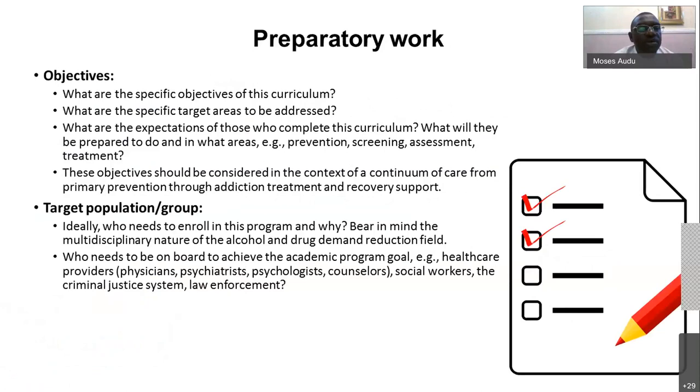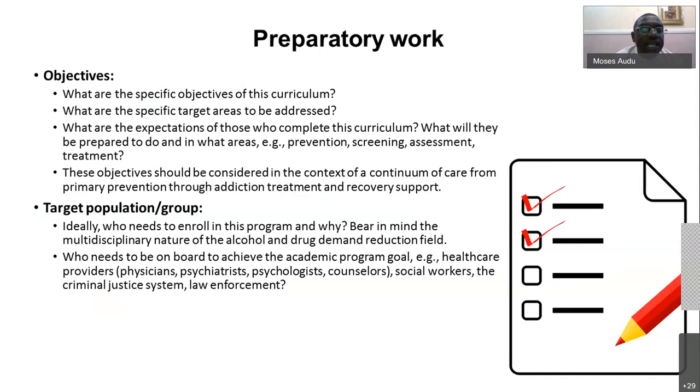Okay, the objectives, preparatory work. What are the specific objectives of this curriculum? You have to break it down into short, measurable objectives that you can achieve, because we have to break it down to be able to meet our main goal. And what are the specific target areas to be addressed? If we have done a proper needs assessment, there are areas that need to be addressed. And what are the expectations of those who complete this curriculum? What will they do, and in what areas?